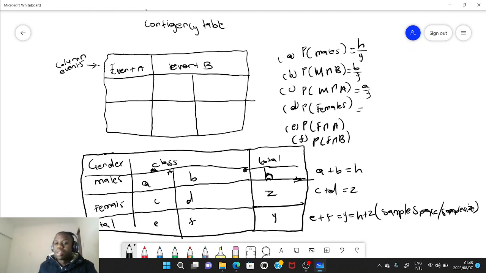So we are looking for the probability of attaining females. We never classified, right? So we take the total number of females. So Z is the total number of females because we said Z is the total of this row, and this row we know represents the females. So we'll have Z over Y. Right? The same thing, you do the same thing over and over.